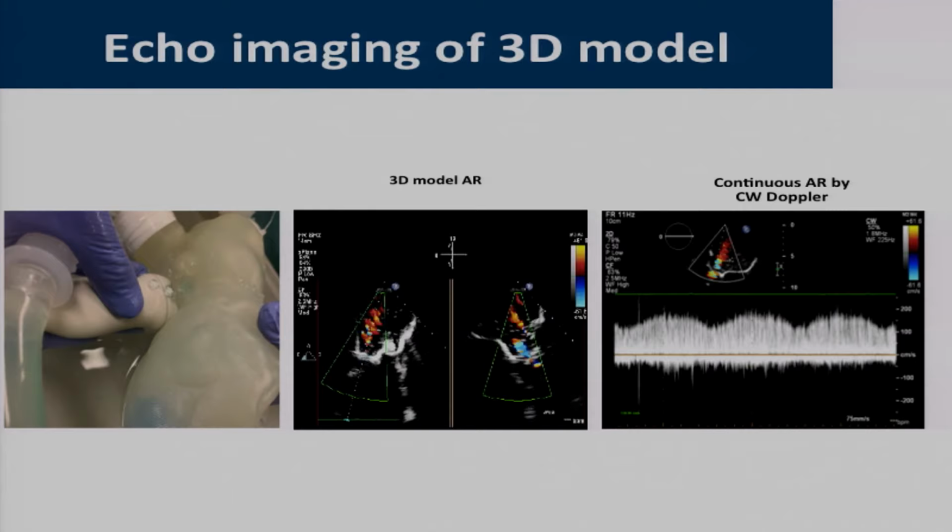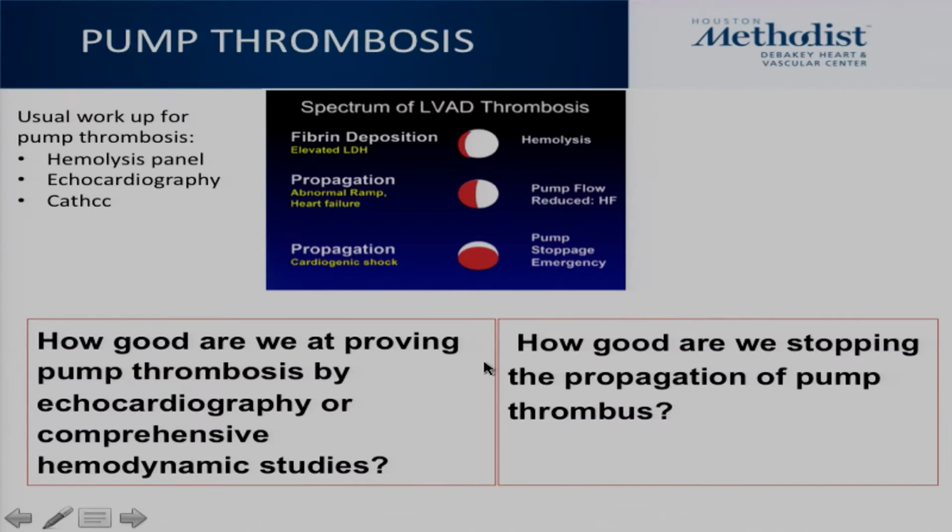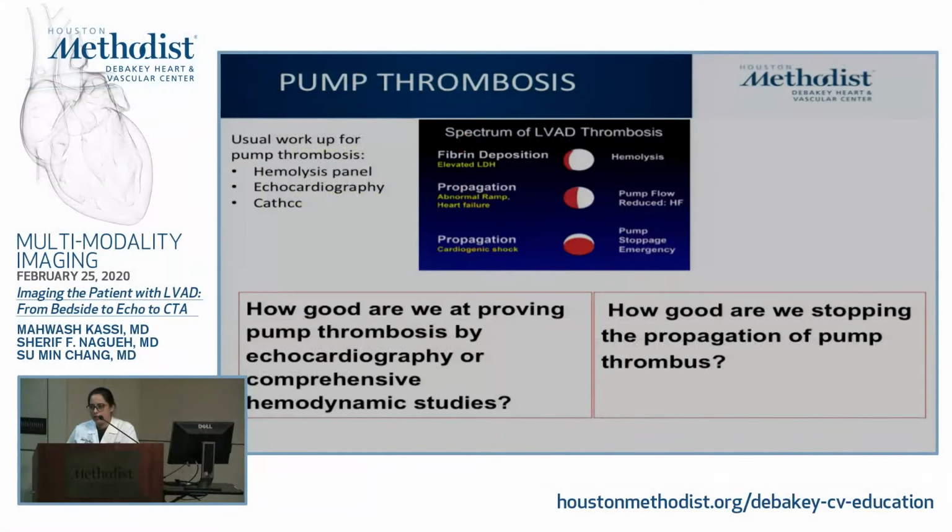So next is pump thrombosis, of course, and we traditionally use our hemolysis panel, our echocardiography data, and our cath data. But to be honest, echo alone doesn't necessarily help unless we go all the way to 11,000 speed, and I don't see any evidence of LV unloading, and the aortic valve continues to be opening at that higher speed. So one piece of information is not enough.